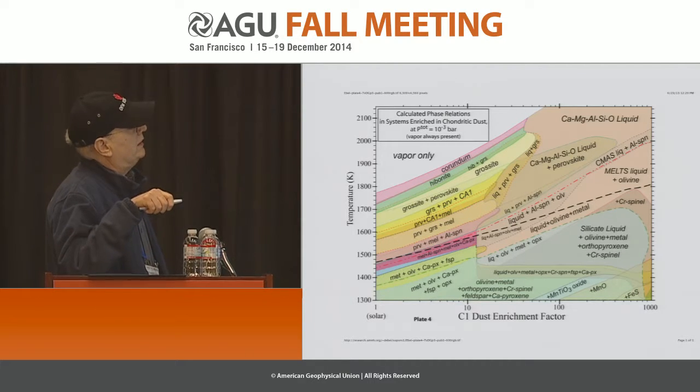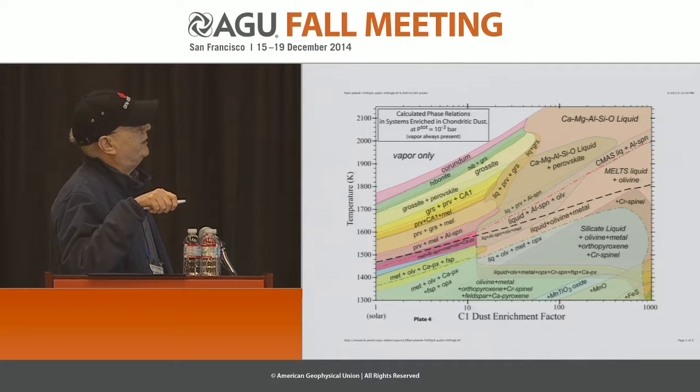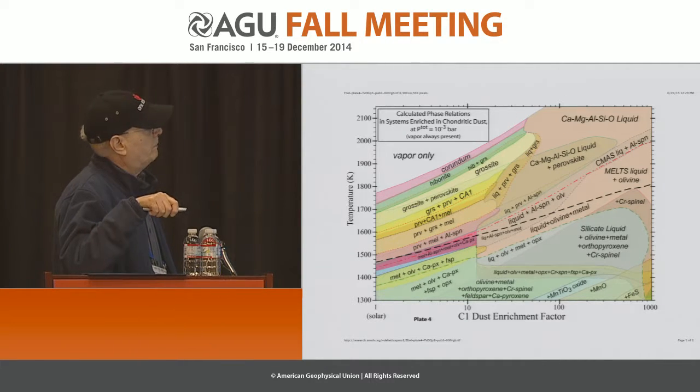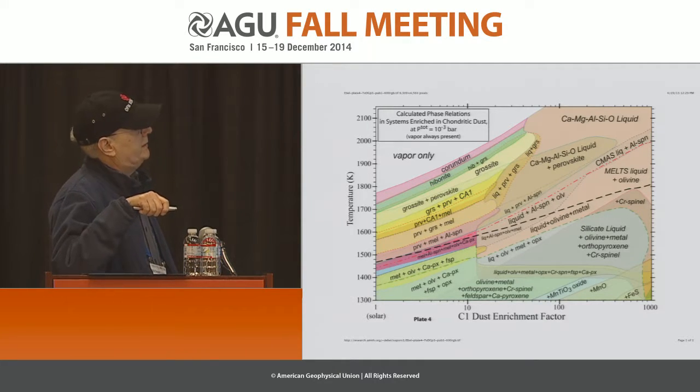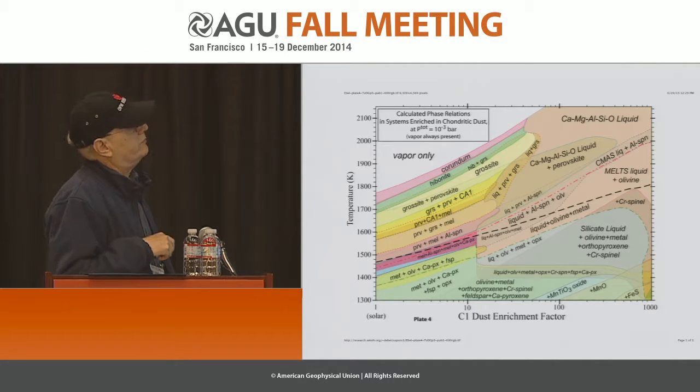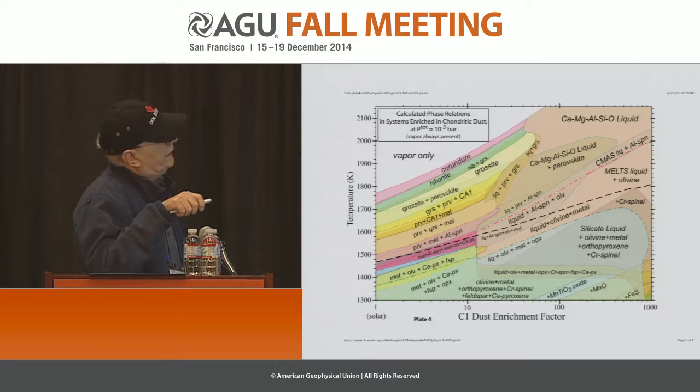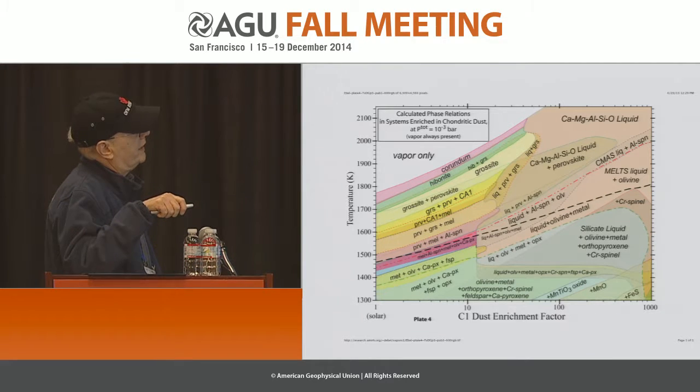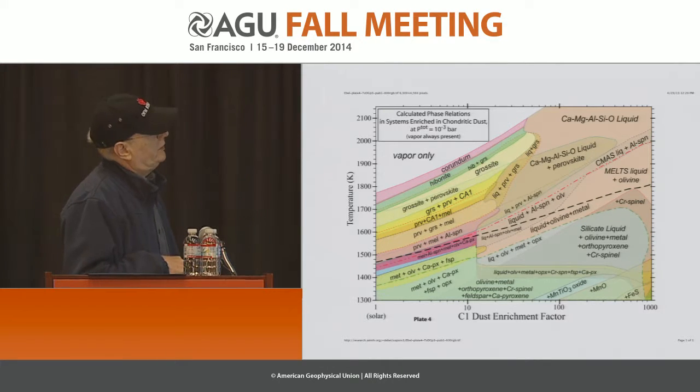here, that melilite is calculated to come in at about 100 degrees above where aluminate spinel comes in on this diagram here for condensation from a gas of solar composition or gases produced by a mixture of solar gas with vaporized chondritic dust. And what you note here again is that discrepancy between calculations and observations.